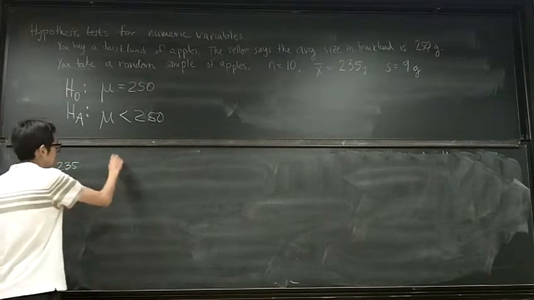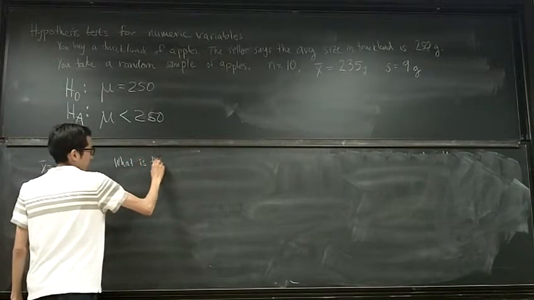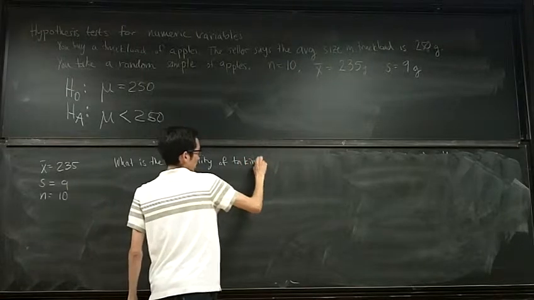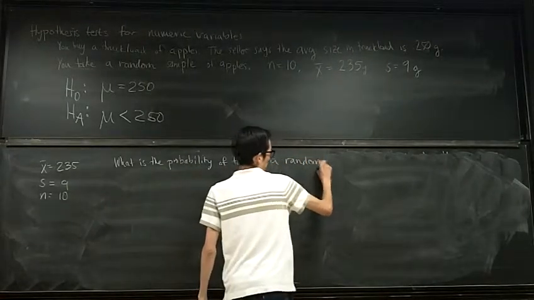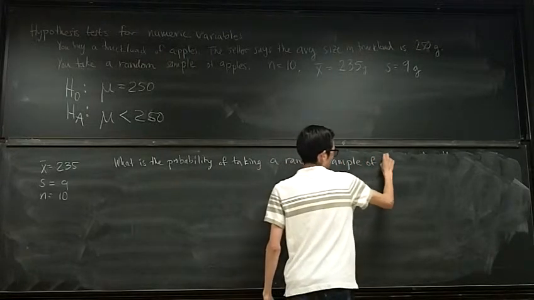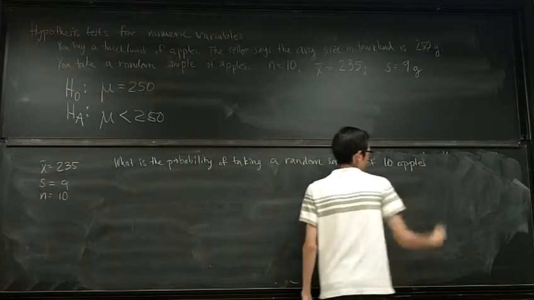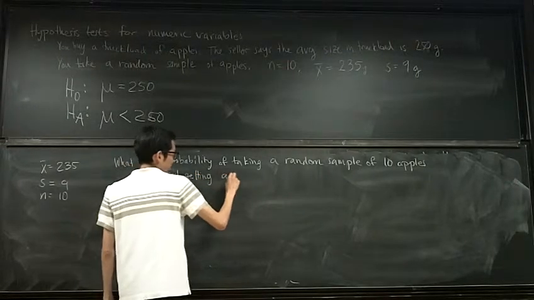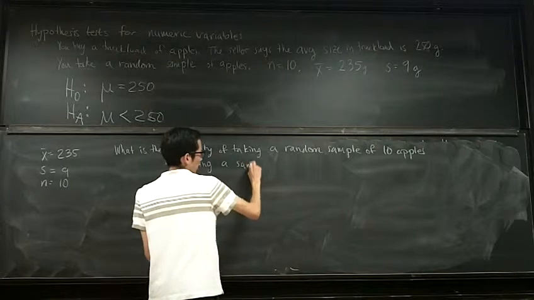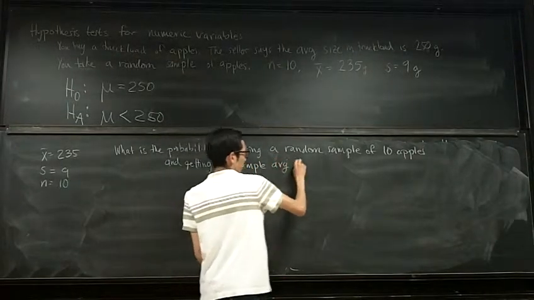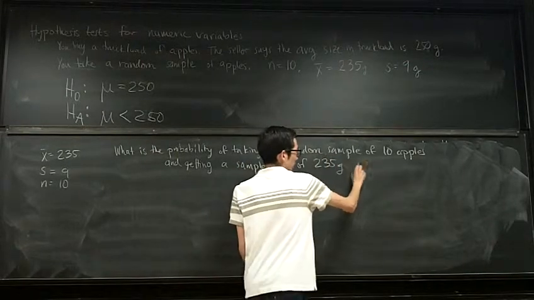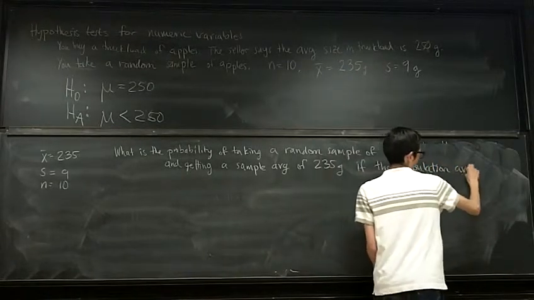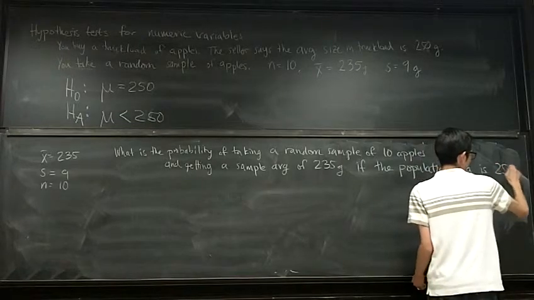All right, so we're going to ask, what is the probability of taking a random sample of 10 apples and getting a sample average of 235 grams if the population average is really 250 grams.